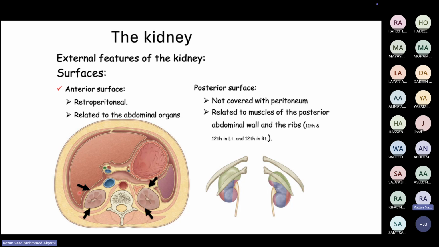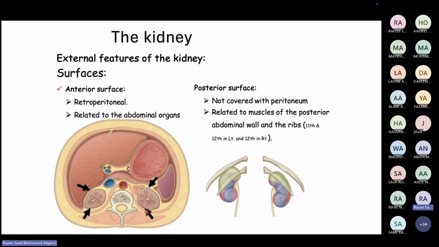This is going to be the anterior surface of the kidney. It is going to be related to the peritoneum, or rather it is retroperitoneal, and it is going to be related to the abdominal organs, as you can see here in the anterior view of the two kidneys.